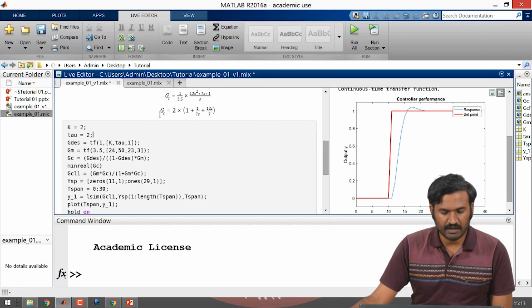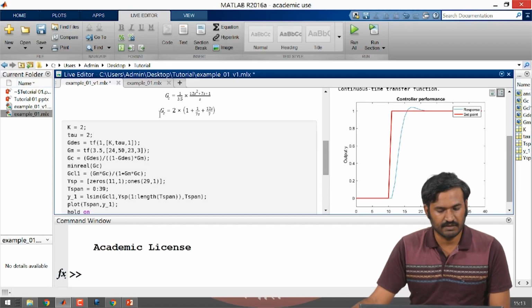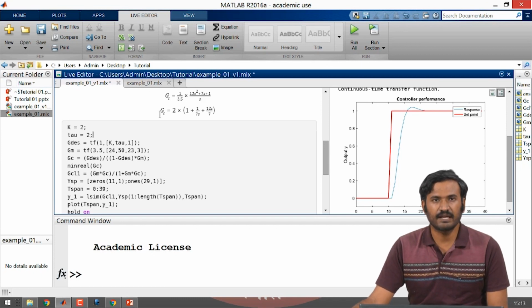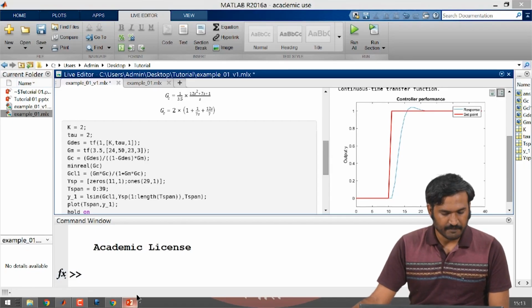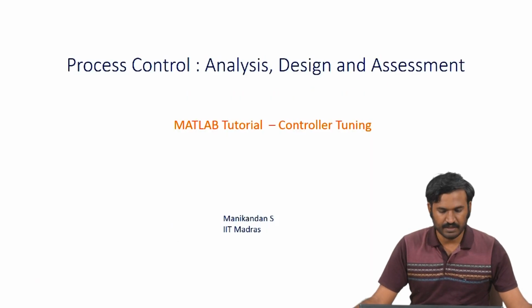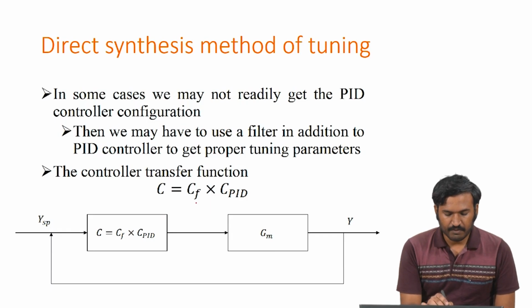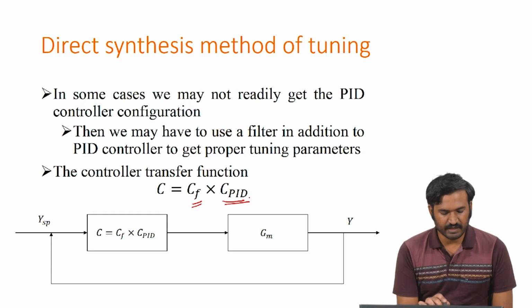But keep in mind that we are expecting a PID controller configuration. So only if the controller transfer function C is of second order, then we can compute PID values. So in some cases it cannot be directly computed. So we may have to define something called a filter and use both the filter and the PID controller transfer function together as a controller configuration.